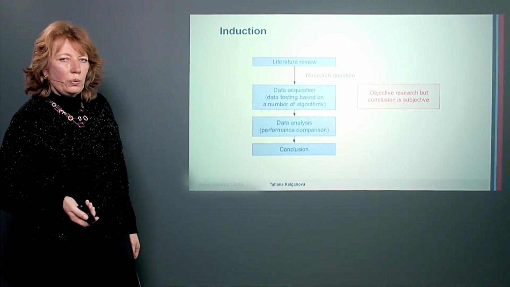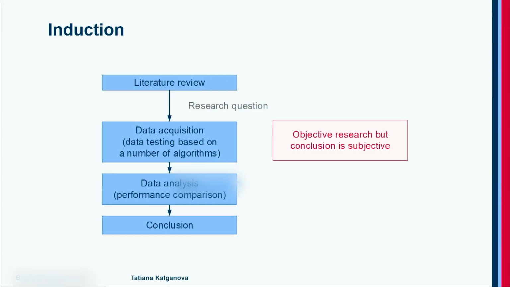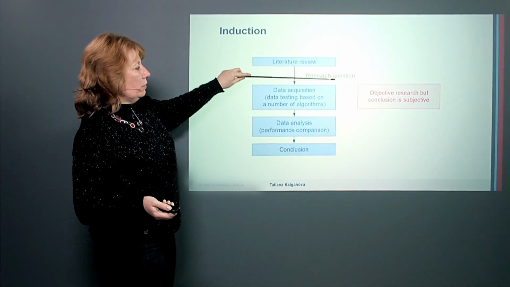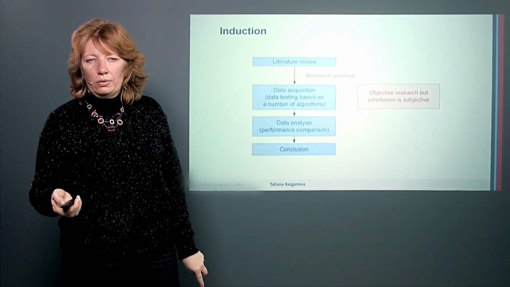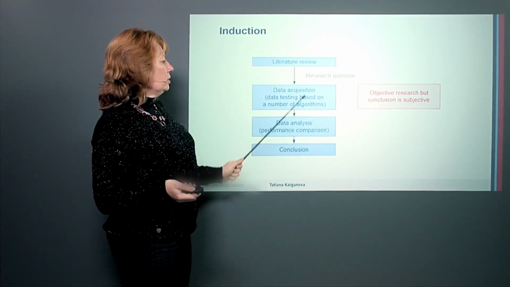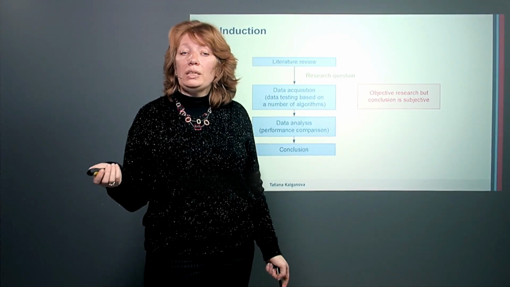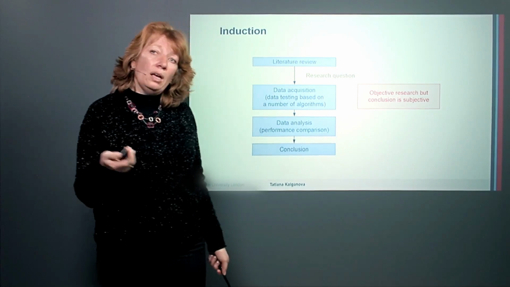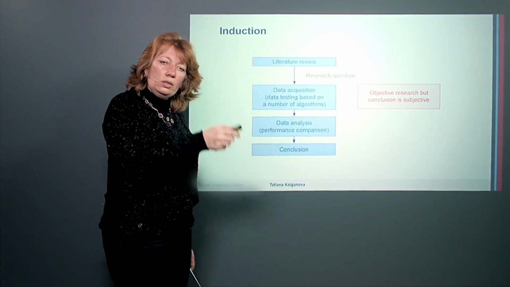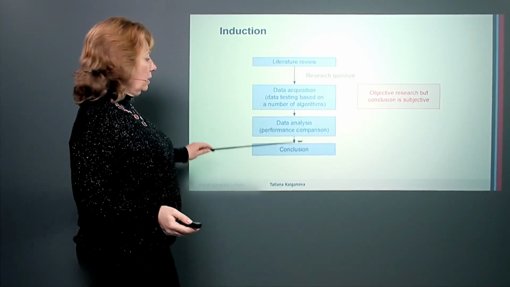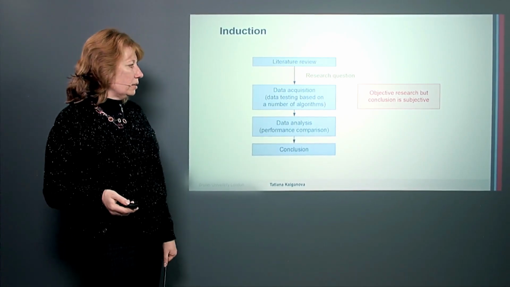Let's have a look at another example. Induction. Again, when we start to look at induction, we have literature review, data acquisition, data analysis, and conclusion. To repeat, literature review is generating the research question. For data acquisition, for example, in our induction process, we can use data tested based on a number of algorithms. So all this data is tested using different types of algorithms. Data analysis will be performance comparison.